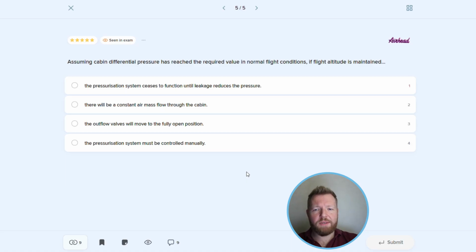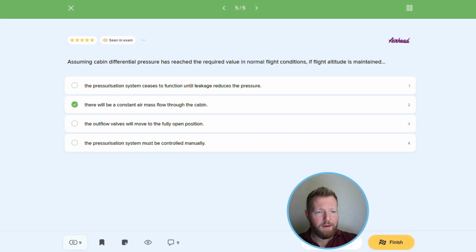In normal flight conditions, the operation of the outflow valve is fully automated and does not require any input from the crew. Now, even though the wording of this question is not the greatest one, the only correct answer is answer number 2. There will be a constant air mass flow through the cabin. And this one is also correct.